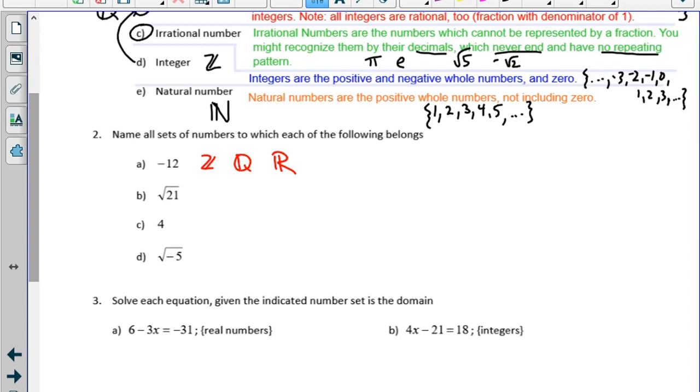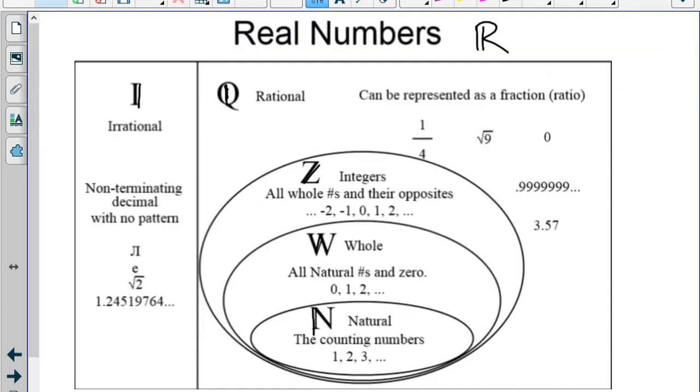B, the square root of 21, is irrational and real. Something cannot be rational and irrational at the same time. Those are exclusive of each other, which is shown by the fact that in this diagram that we had, there's a line that's completely separating those two things. And again, the real numbers are all of these put together.